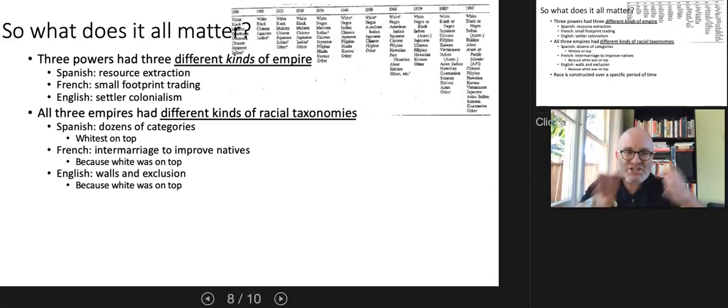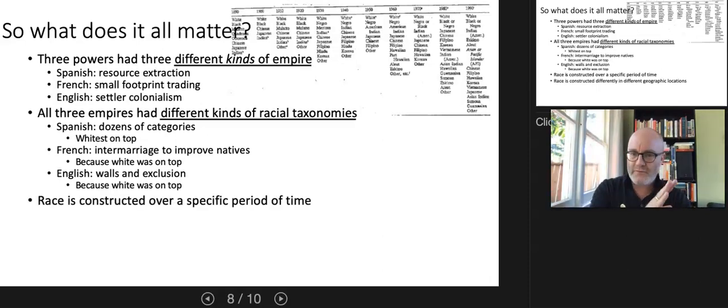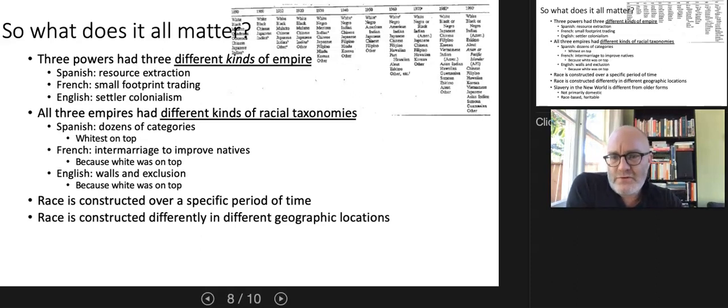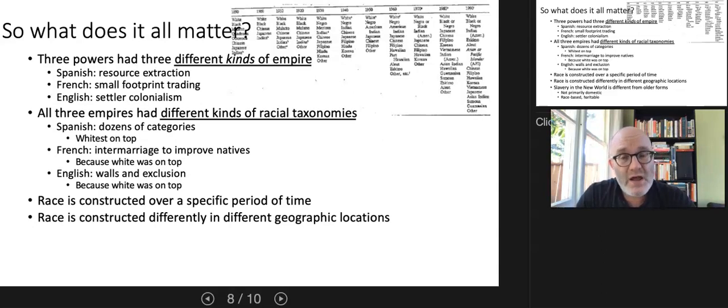So even though each has a different attitude between the European and the native or the African, all three demonstrate a form of this group is on top. Even though they're all very, very different. So as I said in the last two lectures, race is constructed over a very specific period of time: 15th, 16th, 17th, 18th century. But it's also constructed very differently in different geographic places. Race means something different in New Spain, New France, and New England.